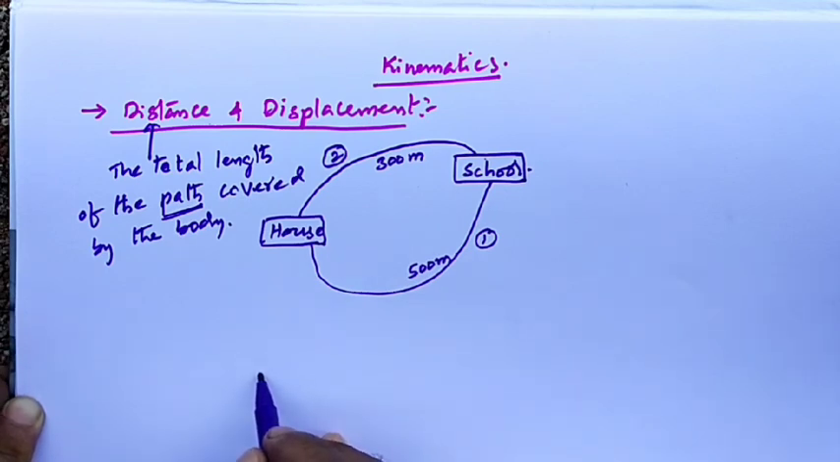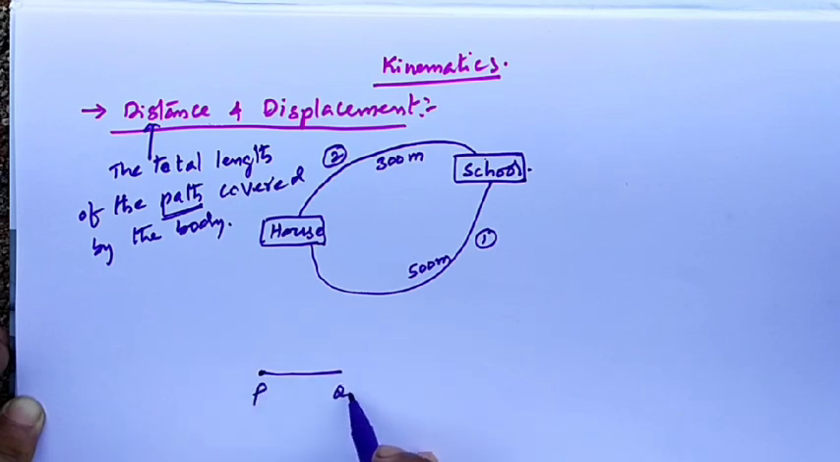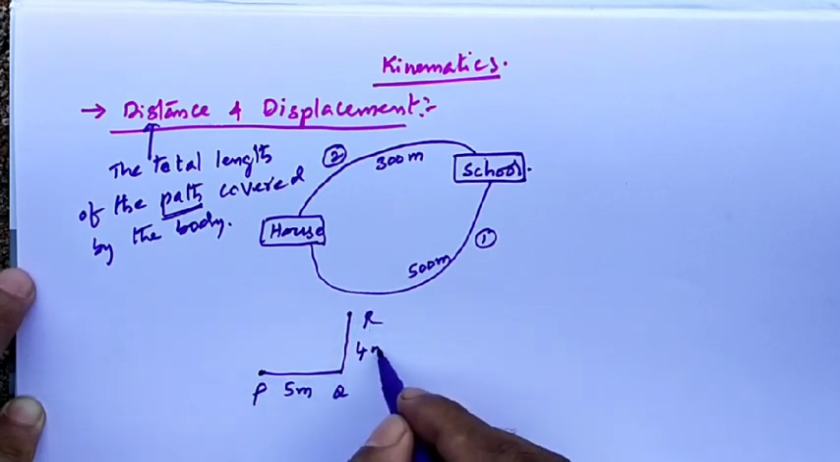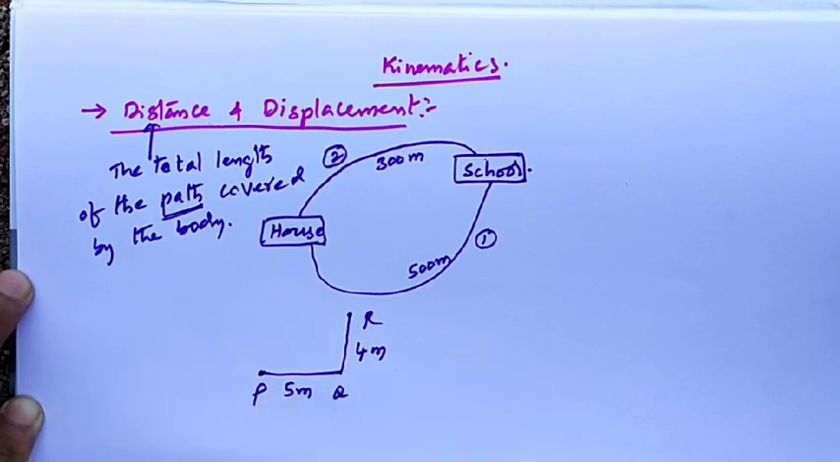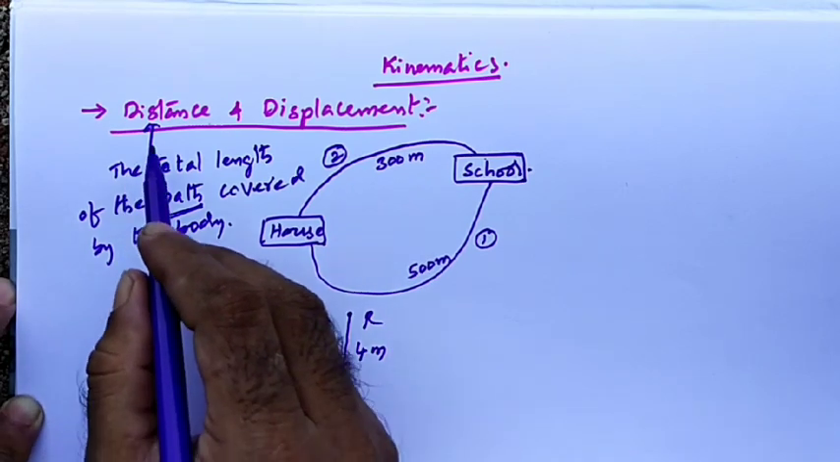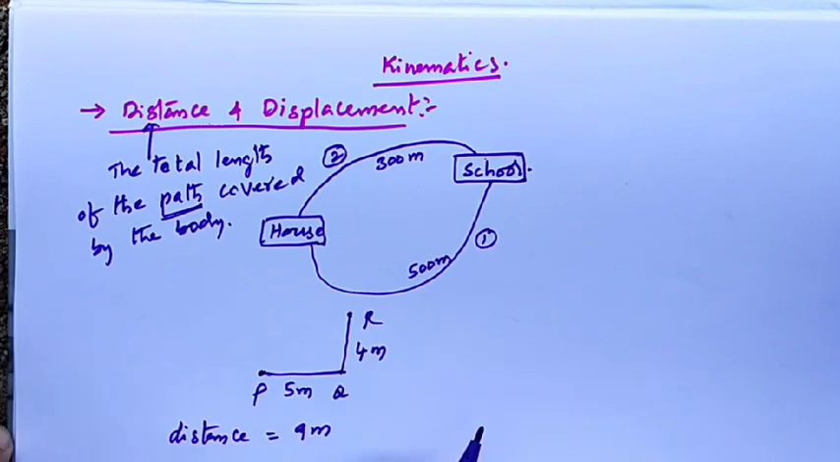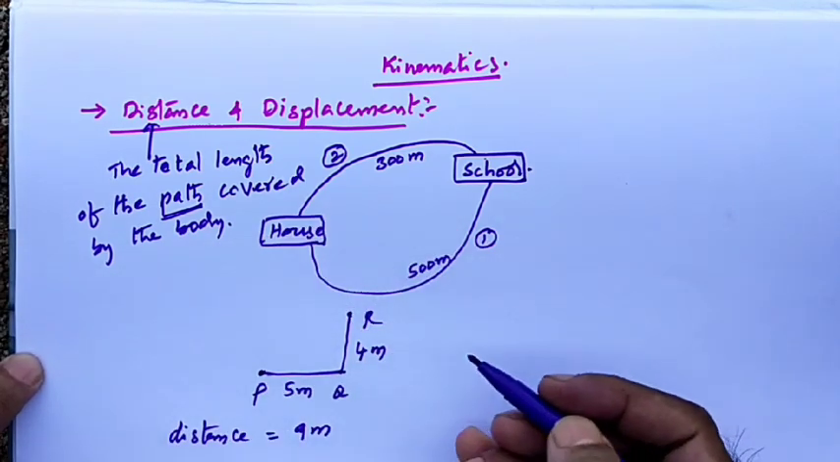Let us see another thing. For example, you have started at point P and moved to point Q, which is 5 meters, and then moved to point R, which is 4 meters. Now what is the total distance you have traveled here? Distance is nothing but the total length of the path covered by the body. So 5 meters plus 4 meters. What is the distance? 9 meters is the distance. Understood? So in this way one can calculate the distance covered by the body.